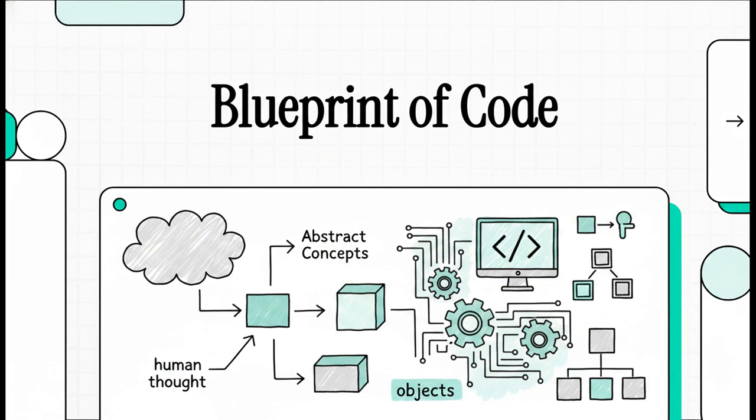Seriously, if you've ever stared at a complex app and thought, how on earth do programmers actually build this? Well, you're absolutely in the right place. We're going to decode the secret language of software development, specifically something called object-oriented programming. And honestly, it is way more intuitive than you might think.